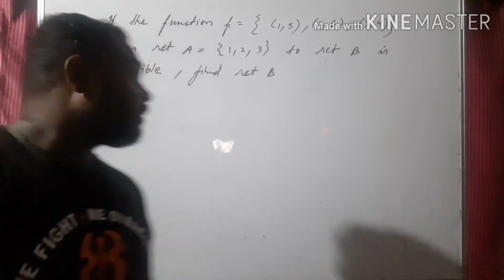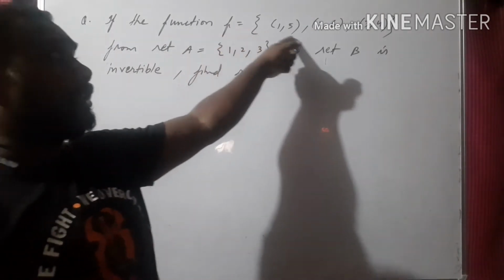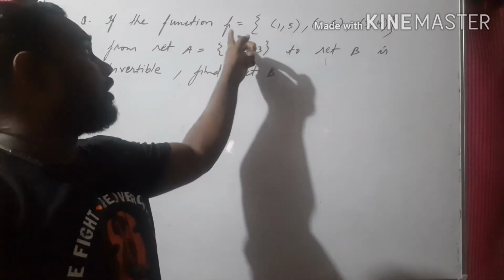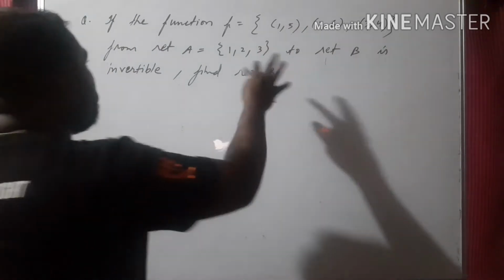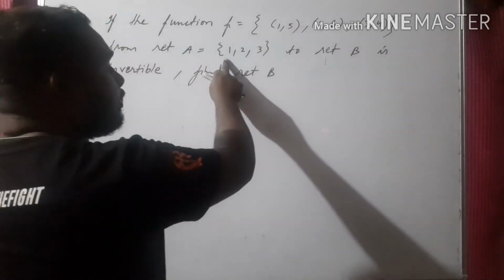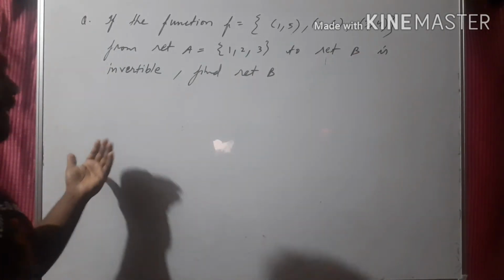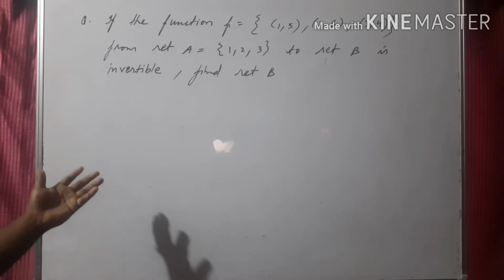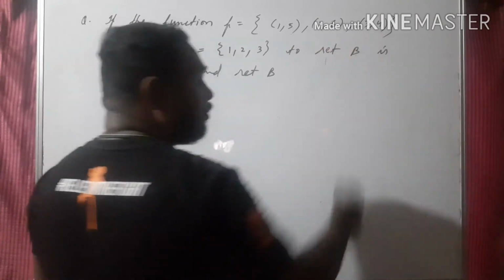So the next question is, if the function f is given by this, okay? f is given like this, means that f of 1 is 5, f of 2 is 6, f of 3 is 4. It's given like that, from set A, 1 to 3, to set B, is invertible. It's given that f is invertible. We'll have to find the set B. So it's very clear that if f is invertible, the set B will be 5, 6, 4 only.